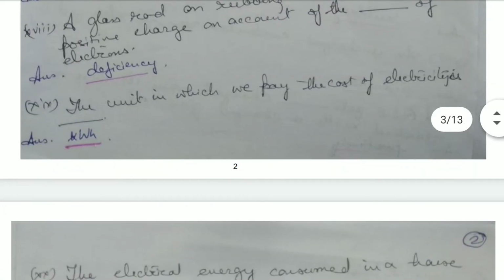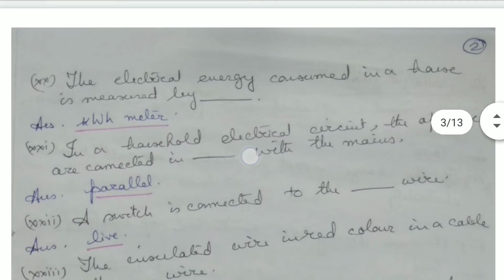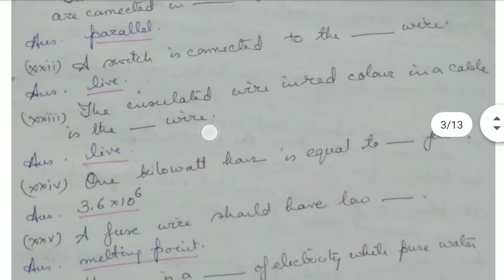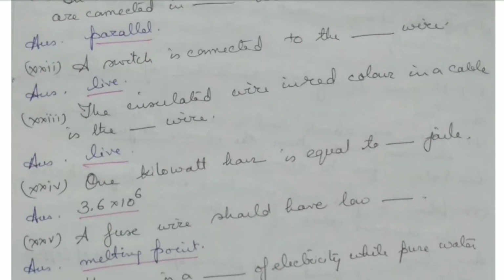The unit in which we pay the cost of electricity is kWh, that is kilowatt hour. Then the electrical energy consumed in a house is measured by a kilowatt hour meter. In a household electrical circuit, the appliances are connected in parallel with the mains. So whenever a light or bulb fuses or any appliance gets faulty, the other electrical appliances keep on working. A switch is connected to the live wire.